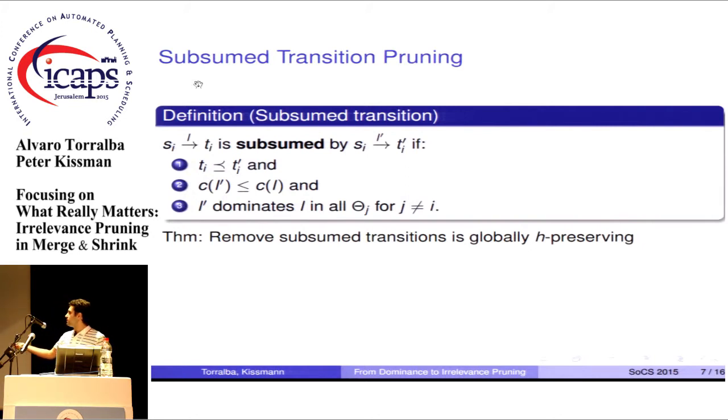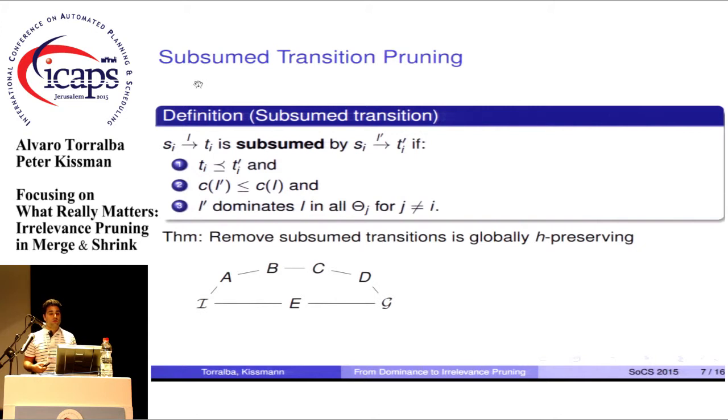So basically this means we go somewhere that is better, we spend lower cost to do that, and the side effects on the rest of the problem are better. Okay, and this allows us to prove that if you remove the transition that is subsumed, then you preserve the optimal plan.